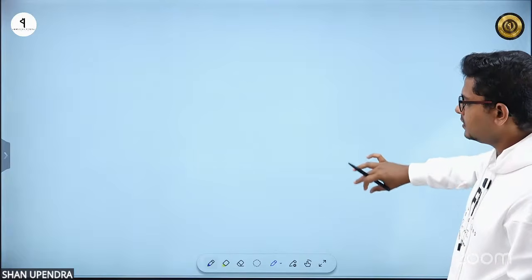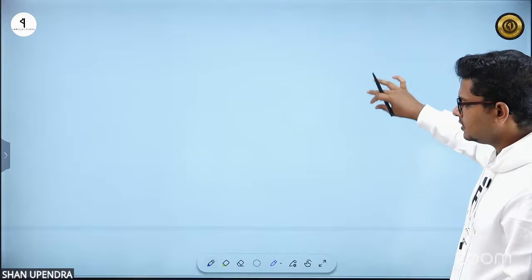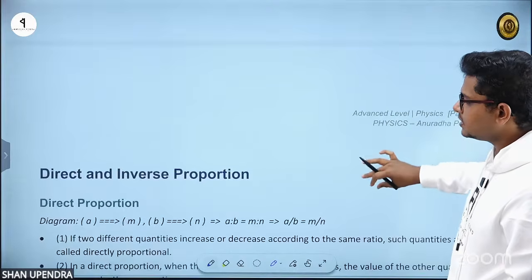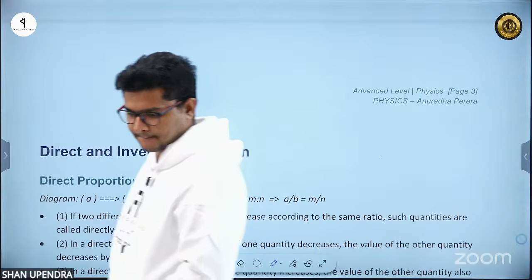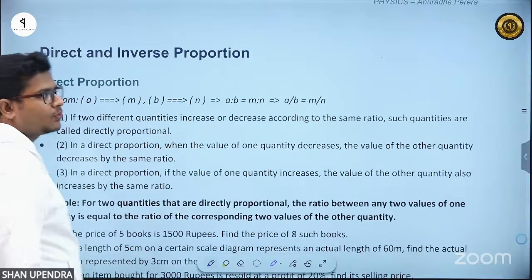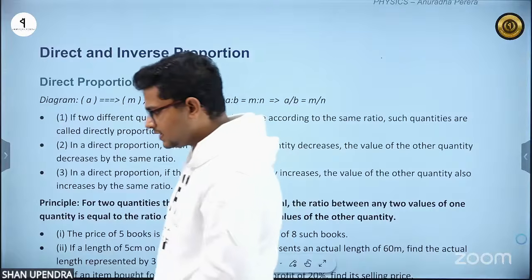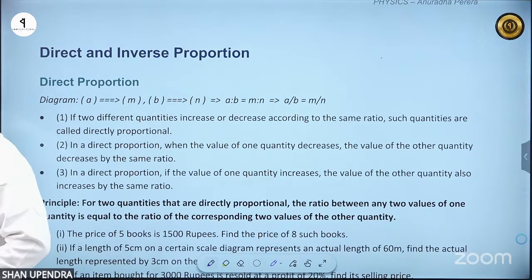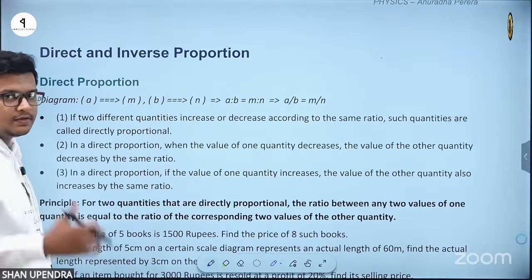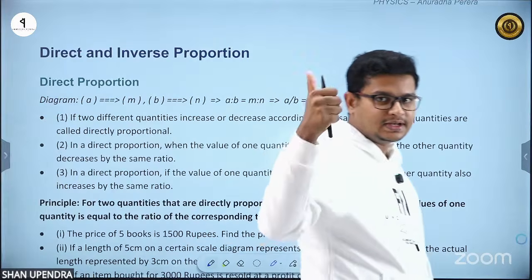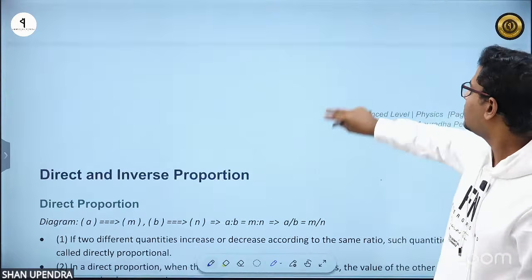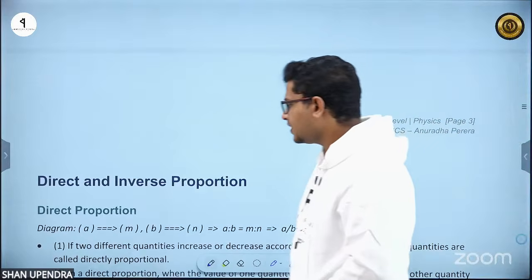So I'll move forward to the next part, because this one is also super easy. Now we are going to learn about direct and indirect proportion. Up to this point we learned indices, and we learned binomial expansion a little bit. First we learned about indices, then binomial expansion, after that scientific notation, and now we are moving to direct and inverse proportion.